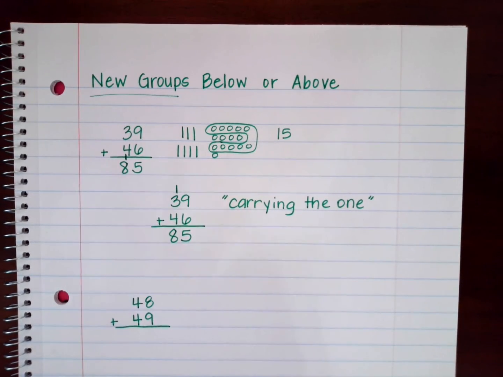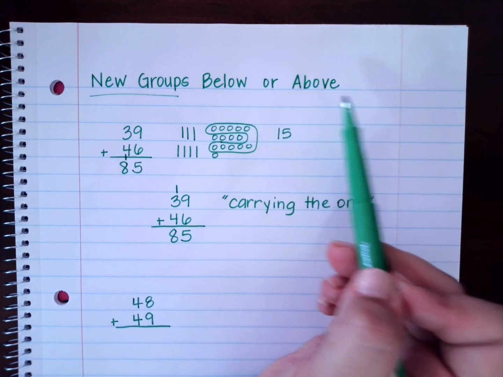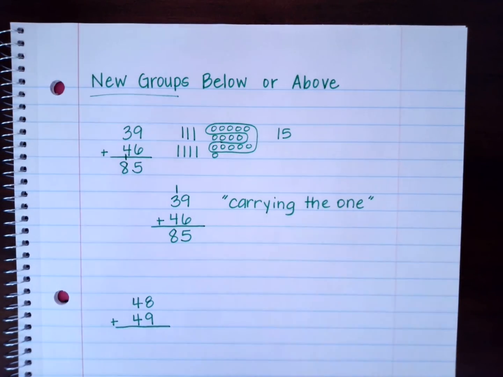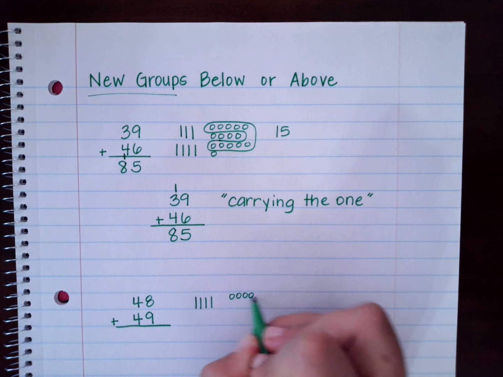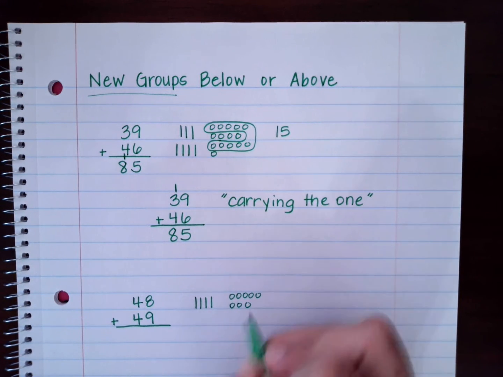You choose which method you want to use. Do you want to do new groups above or new groups below? I personally like new groups above, but it doesn't matter. You can do new groups below and you can still follow along with me. So first I'm going to draw each of my numbers just to help me keep track of what I'm doing.